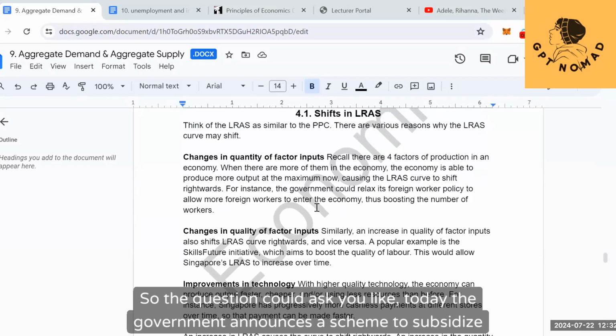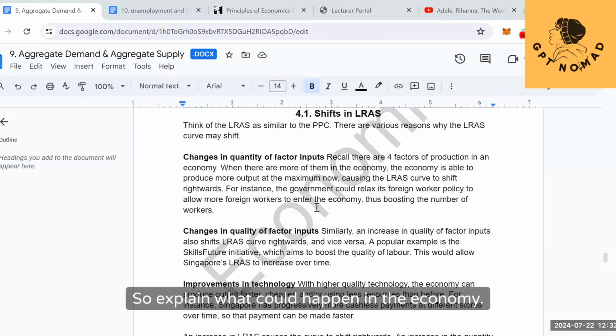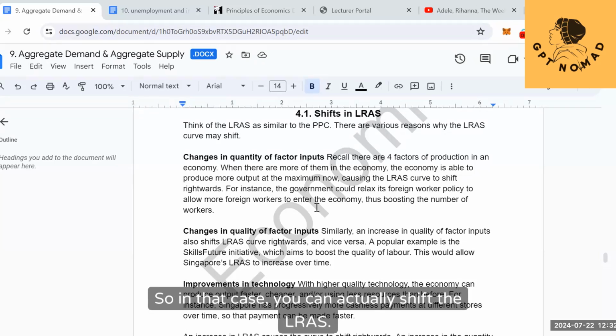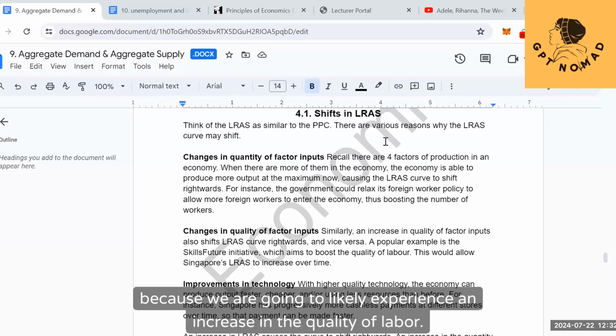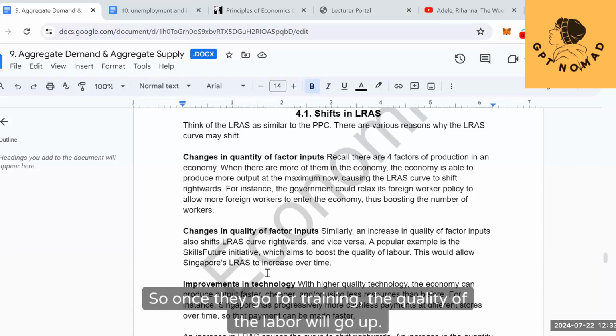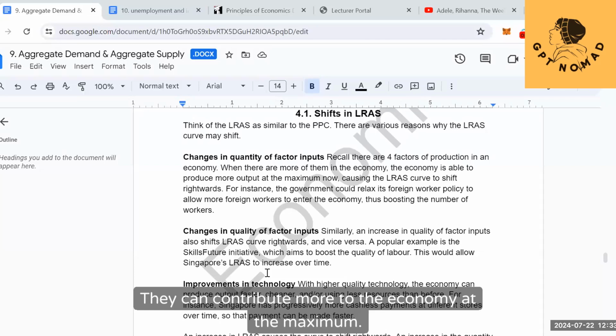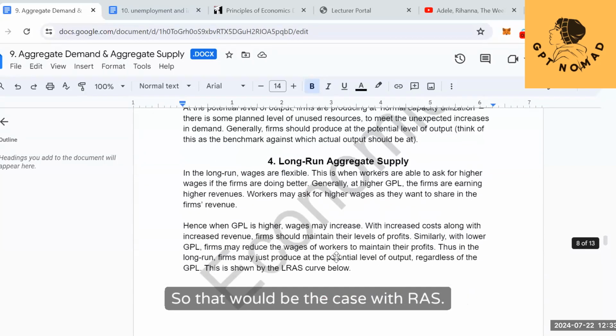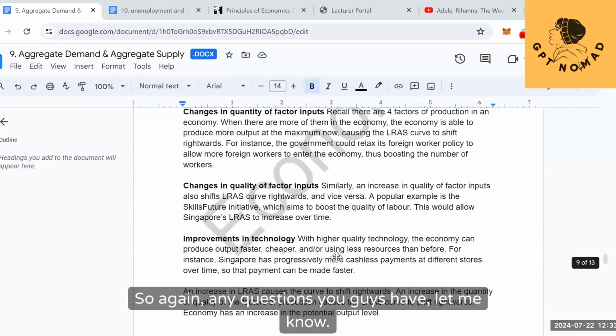So the question could ask you, like, today the government announces a scheme to subsidize education. Explain what will happen in the economy. So in that case, you can shift the LRAS because we are likely to experience an increase in the quality of labor, right? Once they go for training, the quality of the labor will go up. They can contribute more to the economy at the maximum. So that will be the case with LRAS. All right. So again, any questions you guys have, let me know.